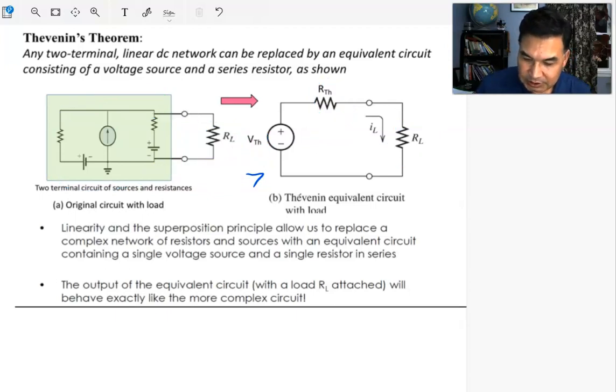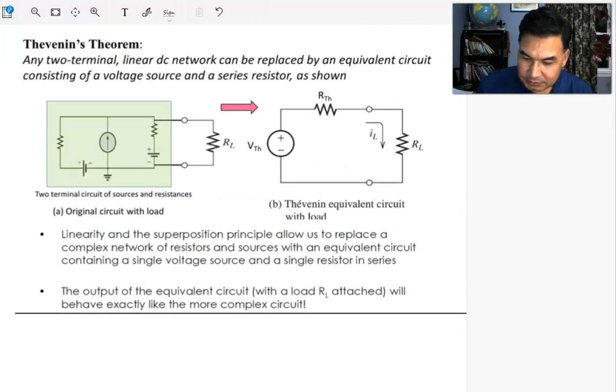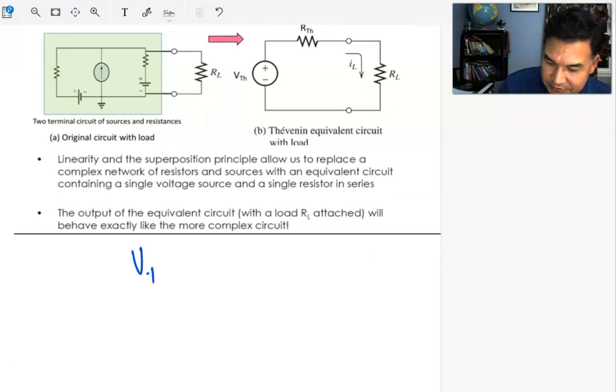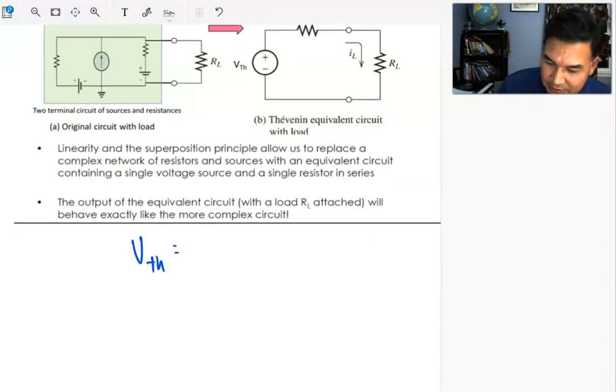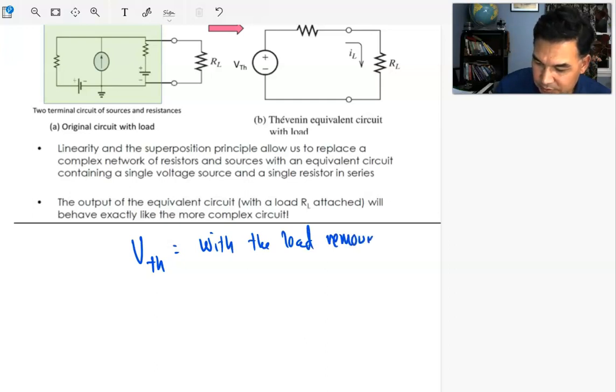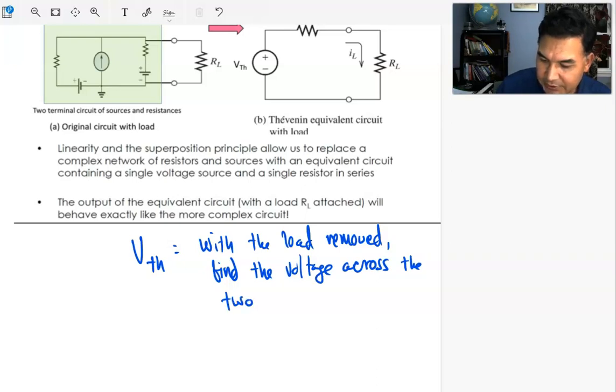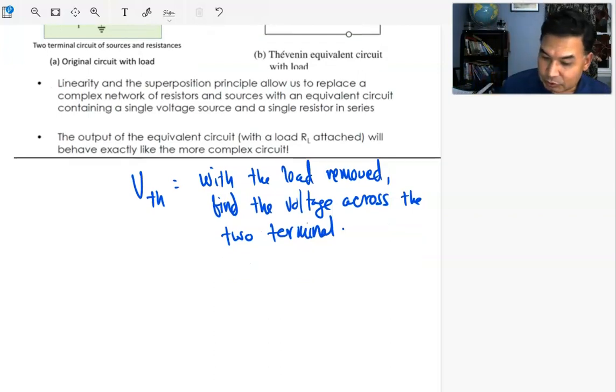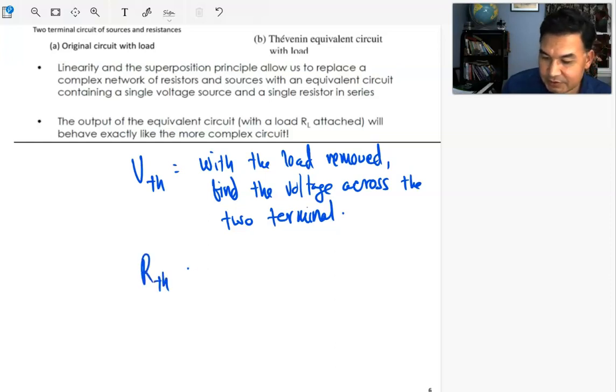So let's do some example problems based on this. What are the rules? To find the Thevenin equivalent voltage, V_TH, you remove the load resistor and find the voltage across the two terminals. That's the first rule. So to find the Thevenin equivalent voltage, you just remove the load resistor and find the voltage across the two terminals.